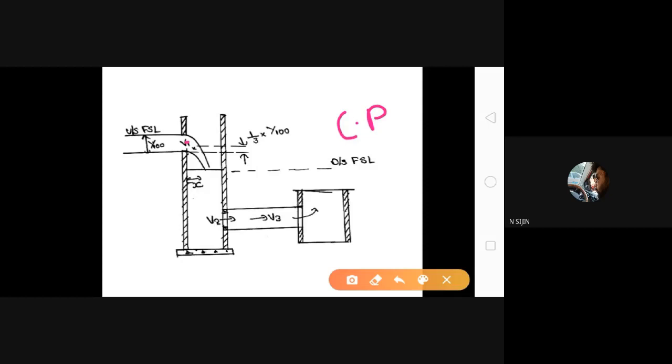Okay, so firstly we need to determine the approximate reduced level of center of pressure. Approximate reduced level of center of pressure of the trapezoidal water through the notch will be equal to upstream canal bed level plus half FSD. Sorry, 1/3 into FSD.